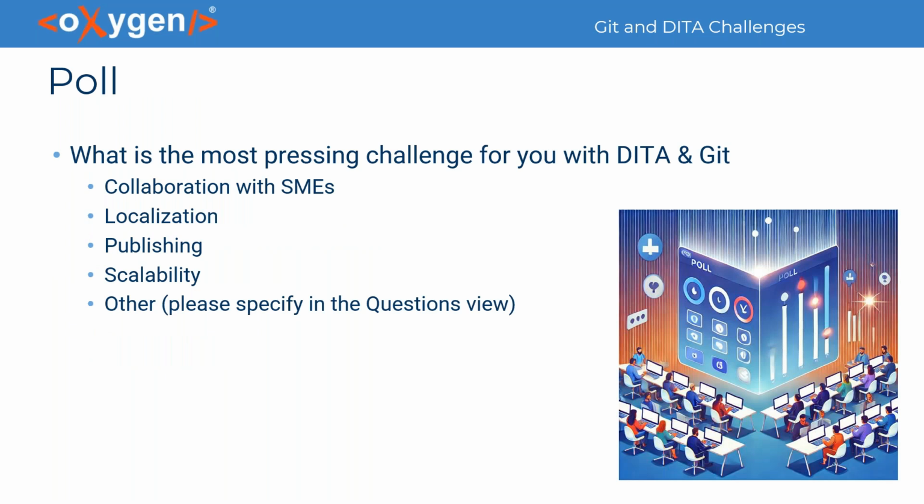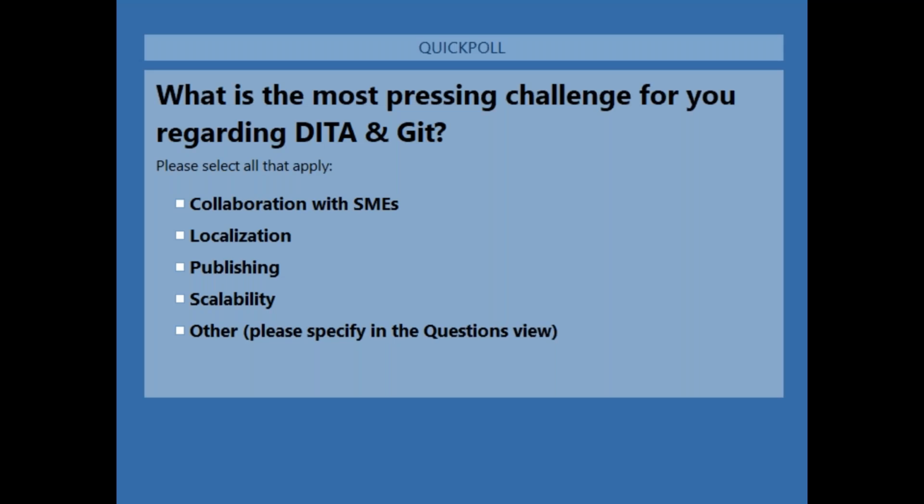Before starting to go through the challenges, I wanted to make a quick poll in which I ask you to tell me which is the most pressing challenge that you face when you're working with DITA and Git. This might help me tune the presentation better for the audience. The options are collaboration with SMEs, localization, publishing, scalability, and some other problems. And I invite you to write them in the questions view. At this point, my colleague Aline will start the poll, and you can answer the questions there.